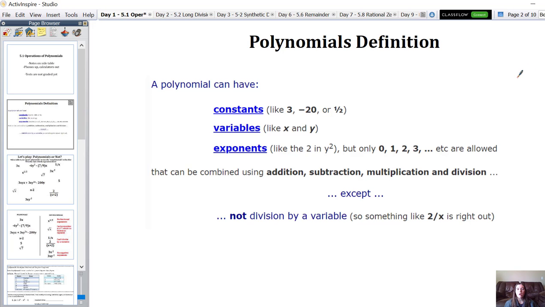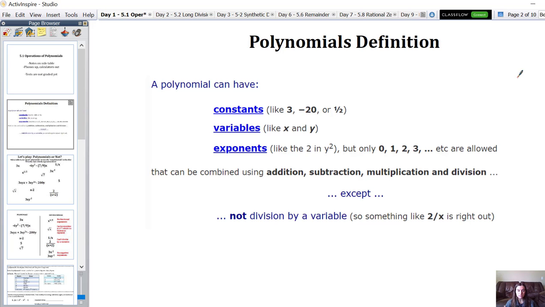Now we're going to start our unit on polynomials. Some different characteristics of polynomials include having constants, having variables, and having exponents. These polynomials can be combined using any operation like addition, subtraction, multiplication, or division. But something that makes it not a polynomial might be dividing by a variable or having an exponent that is not a whole number or zero. For example, if you have an exponent that's like 1/2 or -2, those exponents mean it's not going to be a polynomial.